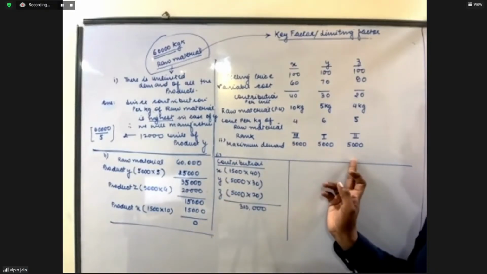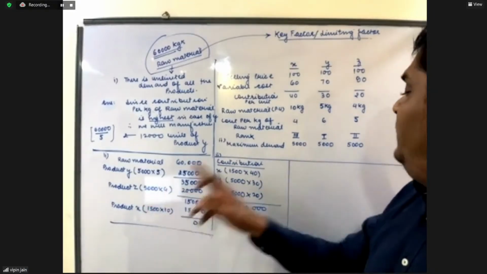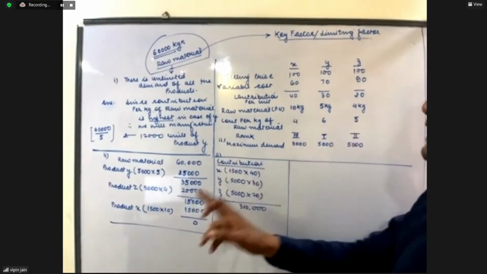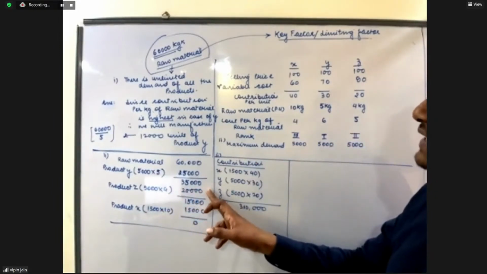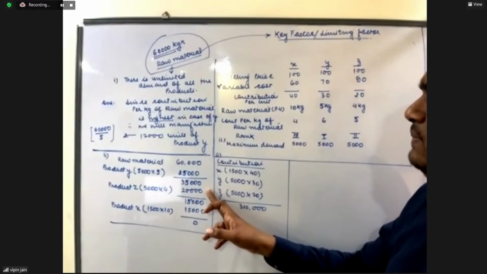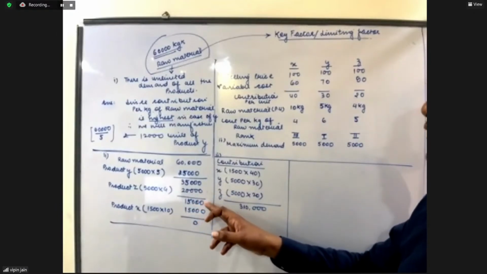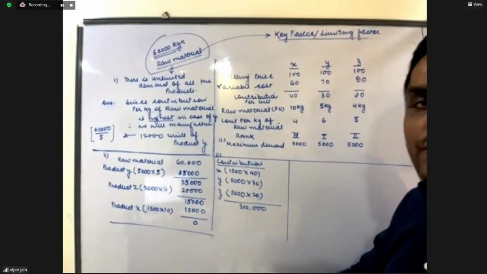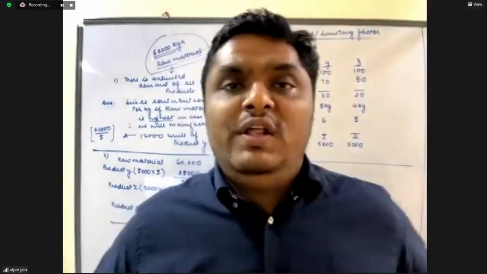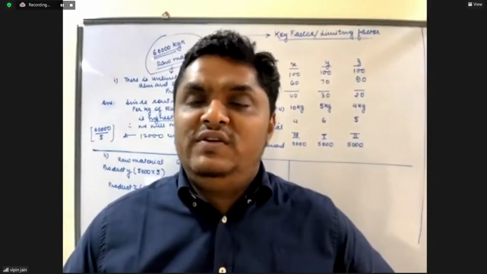Then we'll fulfill the demand for product Z, that is 5,000 units into 4 kg per unit. So 20,000 kgs will be utilized in manufacturing product Z. So we are left out with 15,000 kgs that will be utilized to manufacture product X, and total 1,500 units will be manufactured for product X.